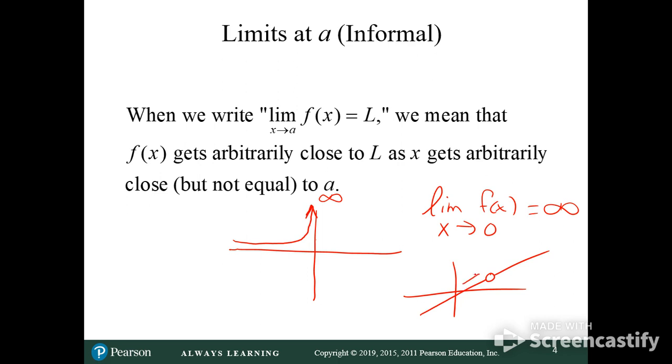There's other ones where you have a hole in the function. So as we get really close to this hole, it might be 1. The hole might be at 1, but because there's a hole there, we're never actually at 1. But we can say the limit of this function as it approaches, let's say, 2, equals 1, because we get really, really close to 1. Okay?